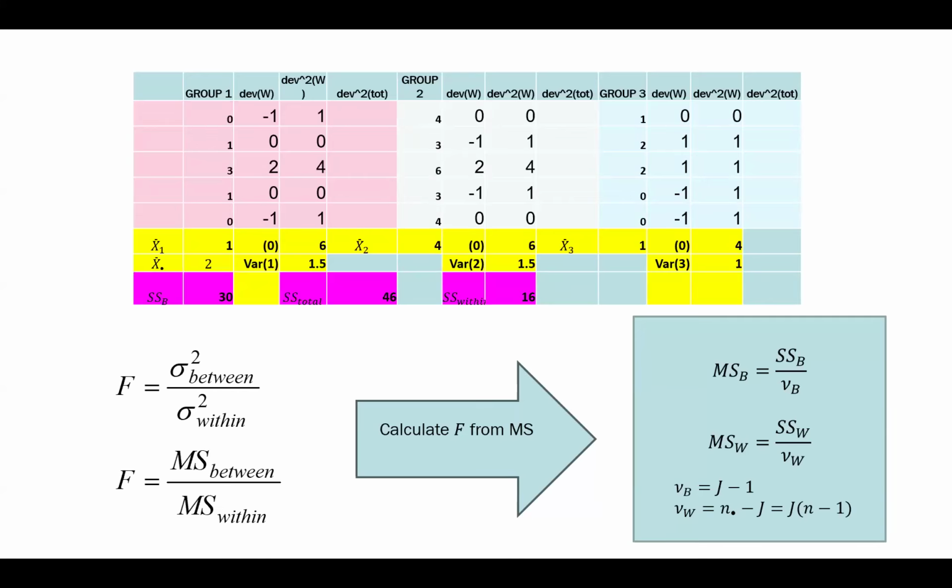Degrees of freedom between is the number of groups minus 1, J minus 1. Mean squares within is sum of squares within, which we calculated and checked, over degrees of freedom within, which is overall sample size minus number of groups, or number of groups times the quantity group size minus 1. So you can think through what all those terms are. Calculate it out, and those will give you the mean squares between and the mean squares within, the terms you need to finish the F ratio.